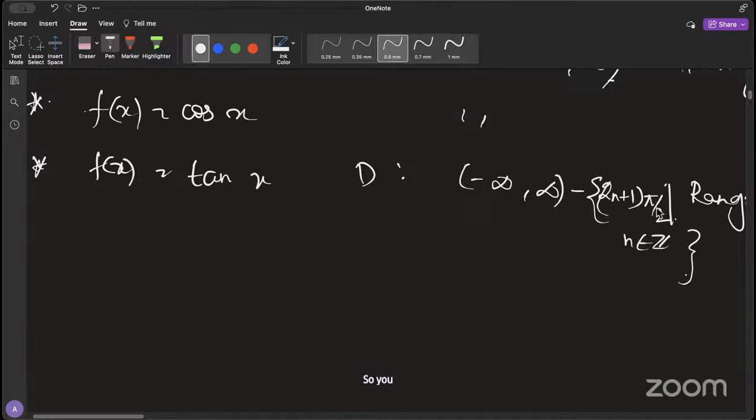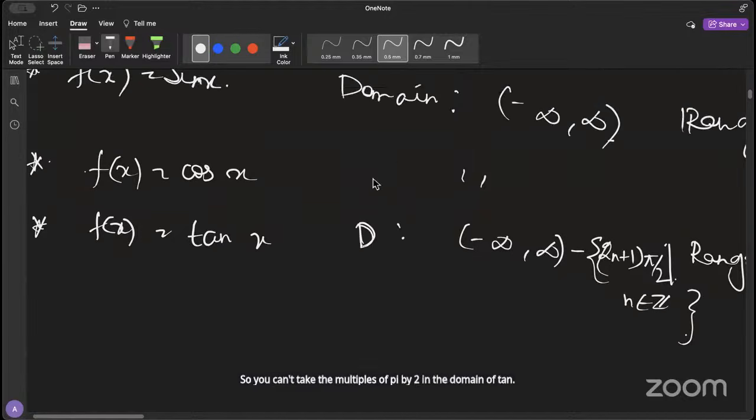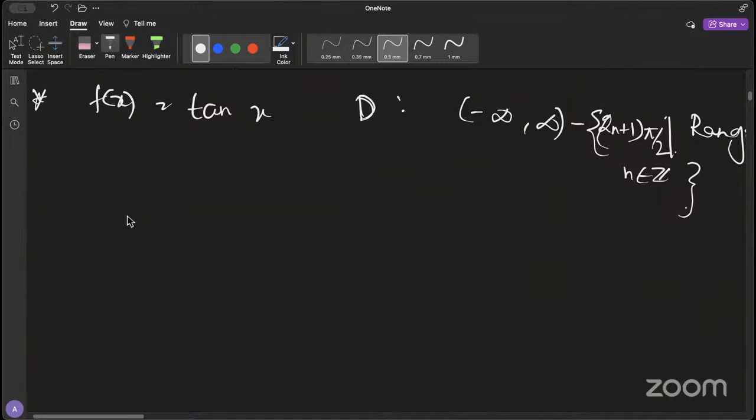So you can't take the multiples of pi by 2 in the domain of tan. And your graph looks like this.